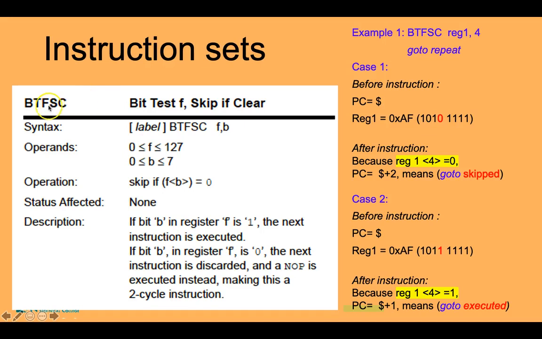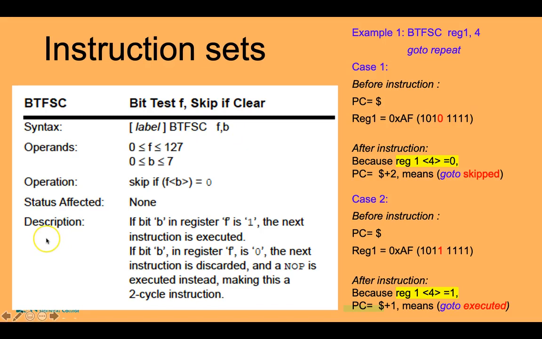So the first instruction set we have here is BTFSC, which stands for bit test F, skip if clear. The syntax for this particular instruction is BTFSC F, comma B, where F is the file register and B is the bit. This instruction tests the bit, and if the bit is 1, then the next instruction is executed. If the bit is 0, then it will skip the next step and proceed as a 2-cycle instruction.